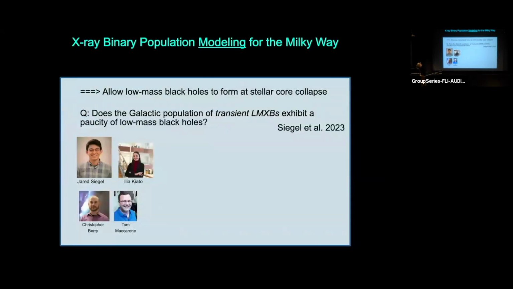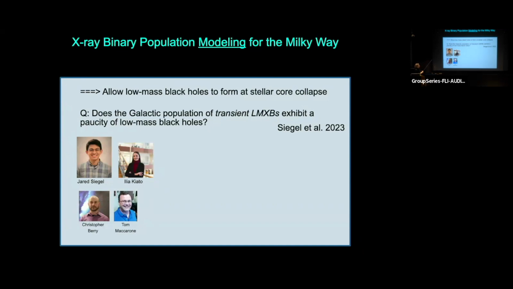So we worked on this question a few years back with a group of primarily students and a few senior advisors. Jared Siegel at the time was an undergraduate at the University of Chicago working with me. Now he's a graduate student at Princeton. And Ilya Kato, undergraduate in Urbana, now a graduate student in my group. And Tom, a very well established observer of X-ray binaries, to make sure we don't do anything stupid with the observations, and Christopher Berry at the time in my group.